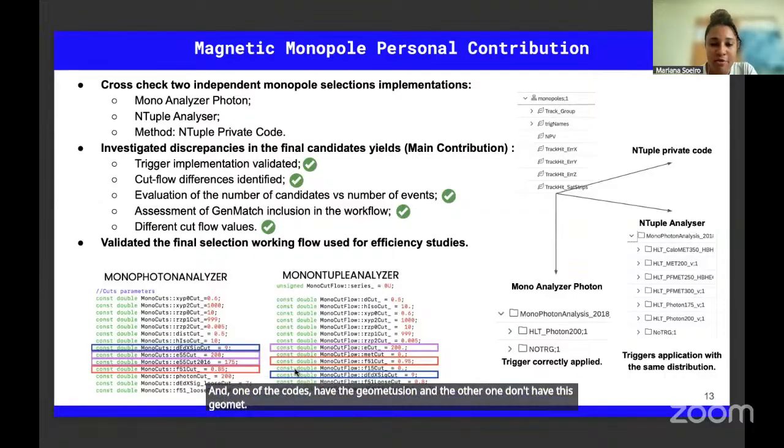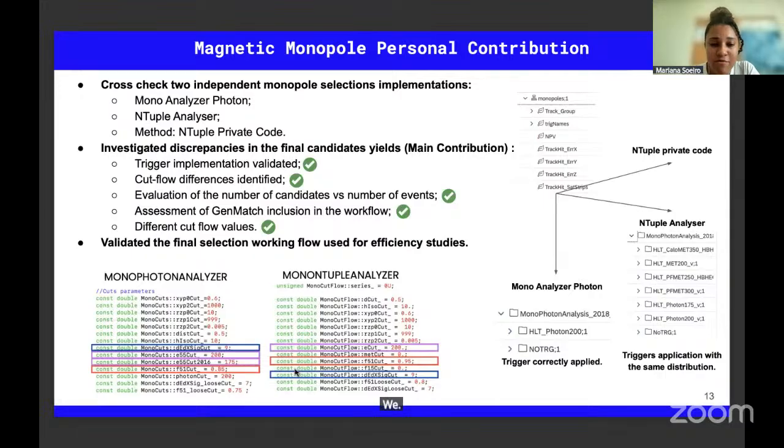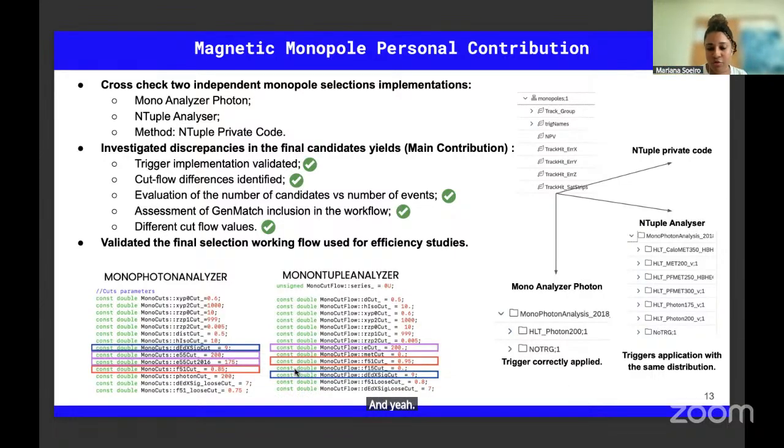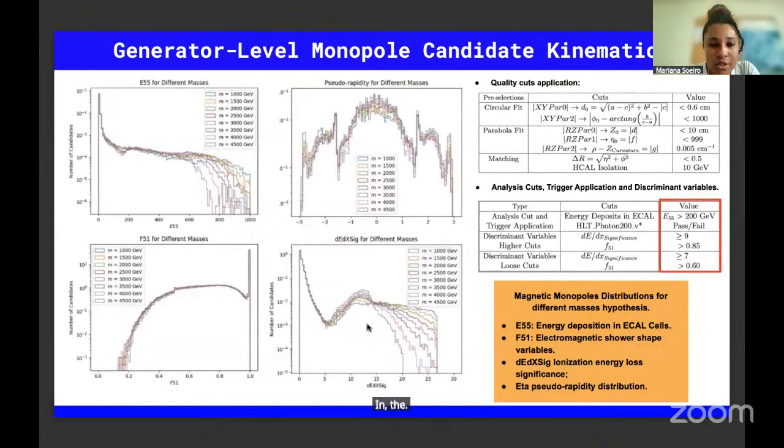And basically, at the end of the process, we understood we have some kind of difference, but basically this difference is considering the geometric part. I don't present this part today, but in the final of my project, I intend to work on that. And the difference of the cut flow was evident here, but we try to fix that, working in this process.